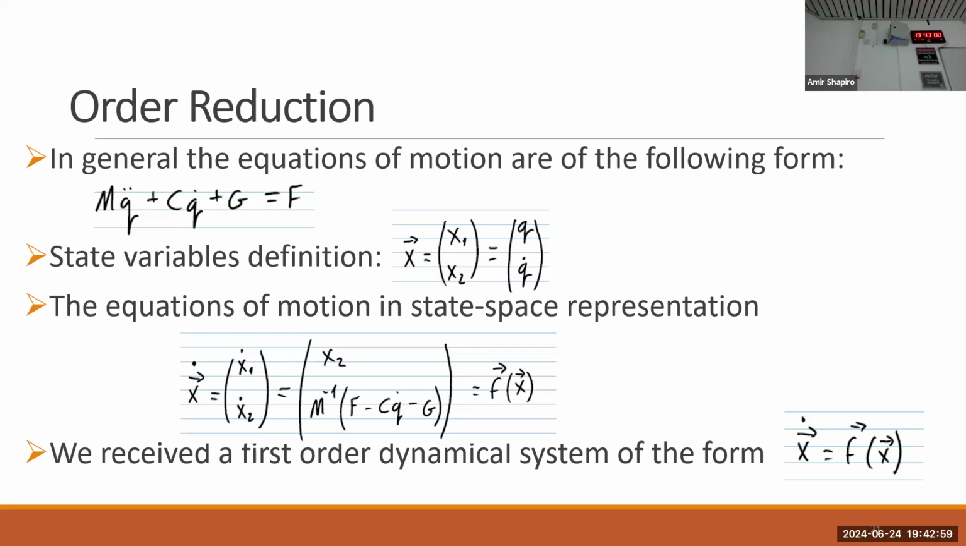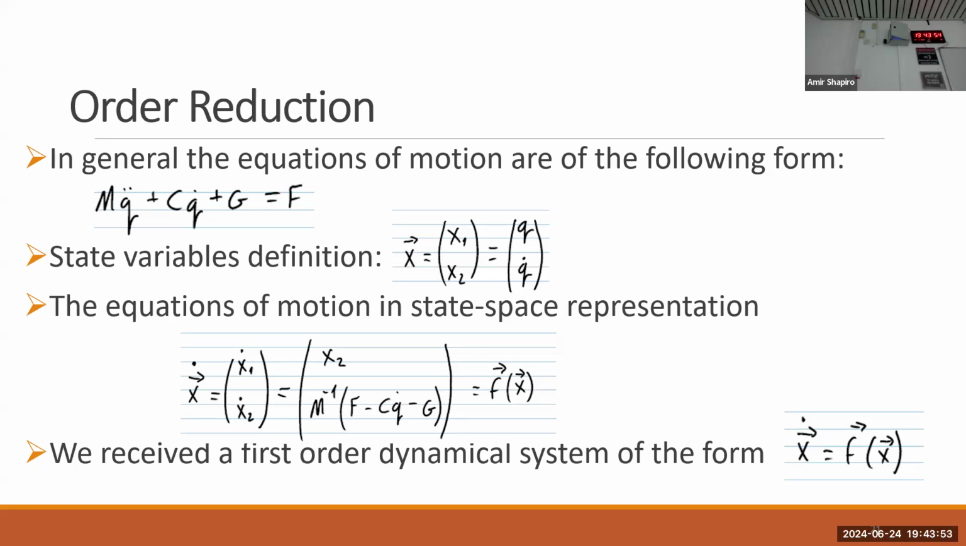So it's double the size. If q was n by 1 parameters, then x is 2n parameters. So x dot 1, x dot 2. x dot 1 is simply q dot. q dot is x2. So x dot 1 is x2. And x dot 2 is q double dot. q double dot is here in the dynamical system. So we can move everything to the right hand side. So it's f minus C q dot minus g, everything multiplied by inverse N. So inverse N times f minus C q dot minus g.